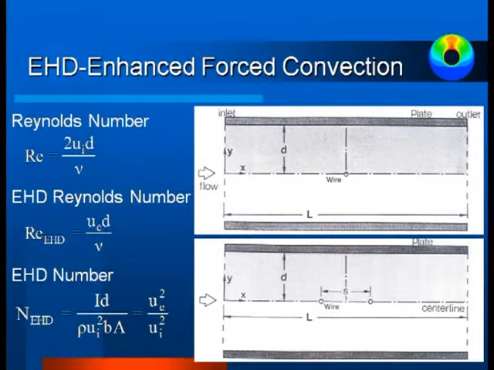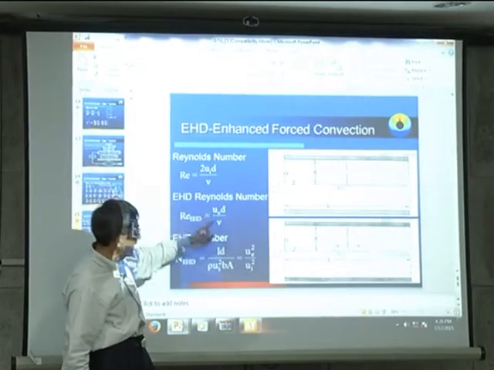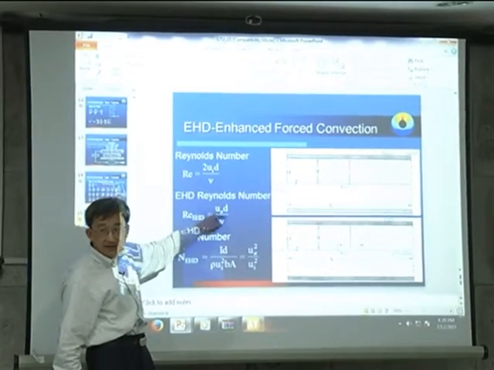And so here I'm going to define the parameters. There are two parameters. One is the traditional Reynolds number. The Reynolds number here is defined based on the external flow, the flow coming in, and the gap between the channel is 2D, so we use 2D as the characteristic length. The other Reynolds number is based on this EHD.